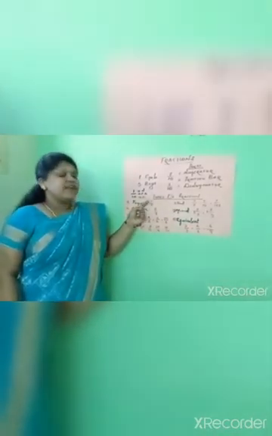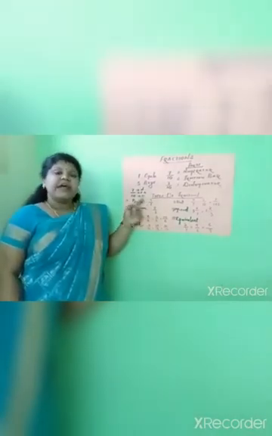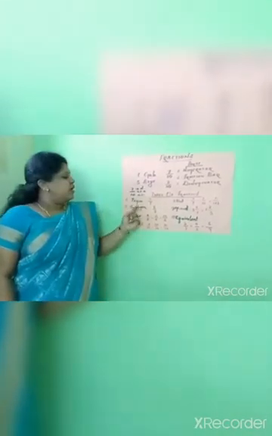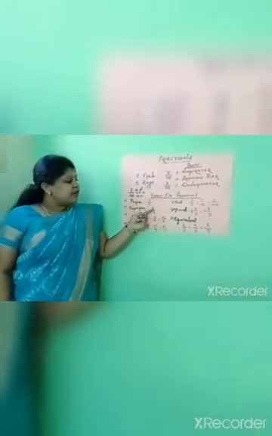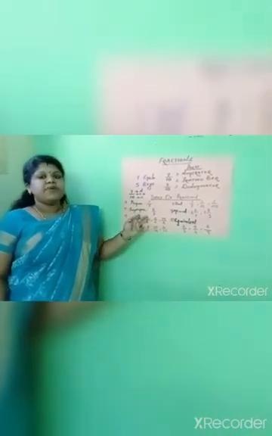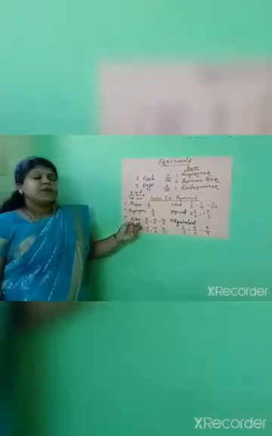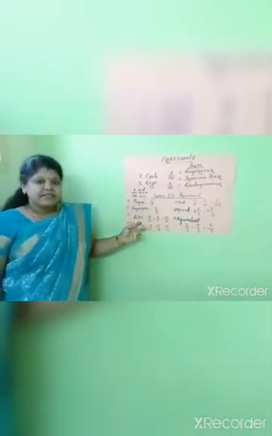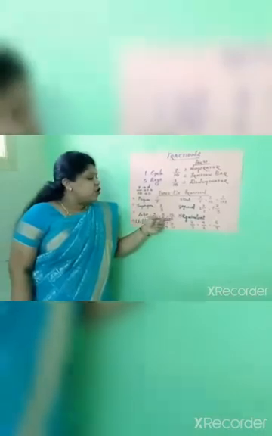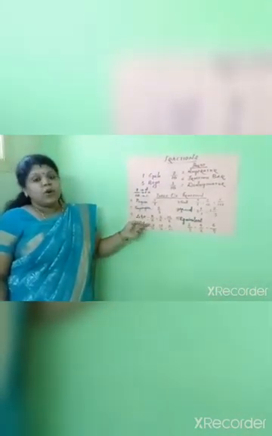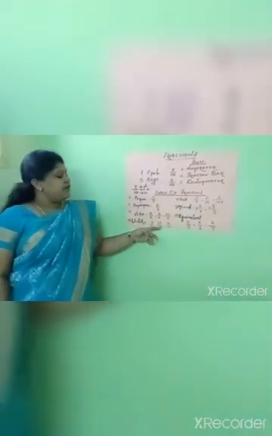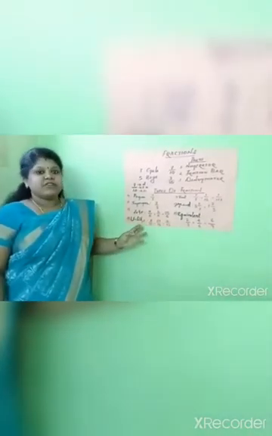If the numerator is smaller than the denominator, it is called a proper fraction. In the same case, if the numerator is greater than the denominator, it is an improper fraction. What is meant by like fraction? Yes, if the denominators are the same, then it is called a like fraction. Obviously, if the denominators are different, it is an unlike fraction.